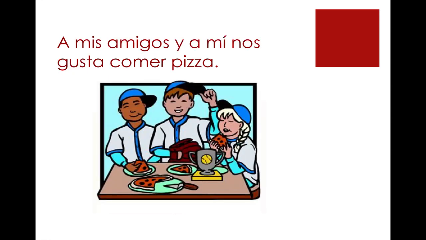The next example says, a mis amigos y a mí nos gusta comer pizza. So what does it mean? Yes, my friends and I like to eat pizza. And as you can see again, we have the redundant part, a mis amigos y a mí. We have the indirect object pronoun nos, the verb gusta, and an infinitive.